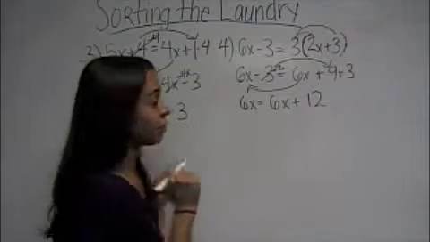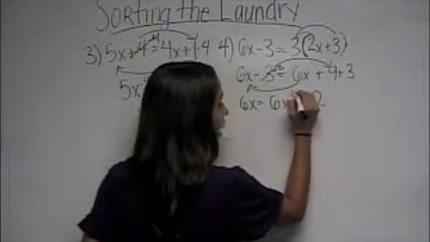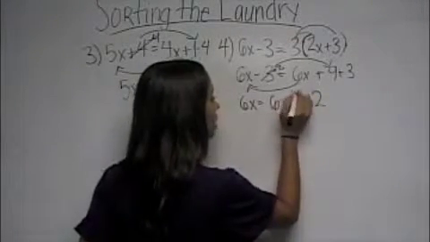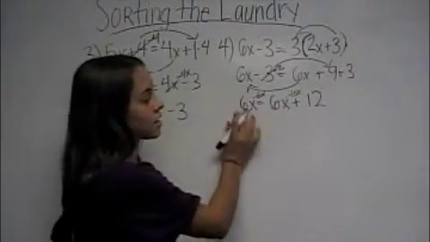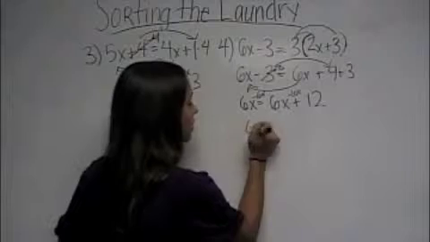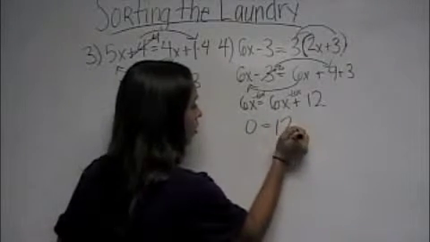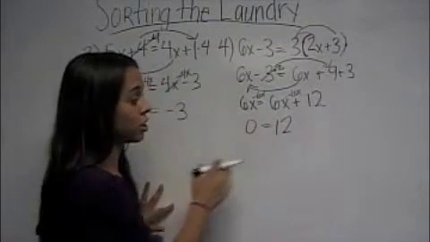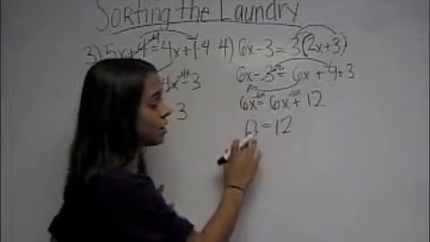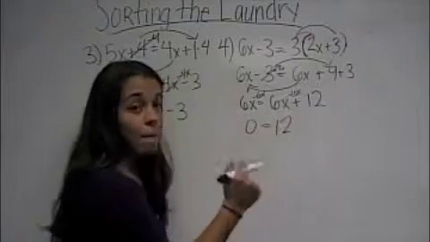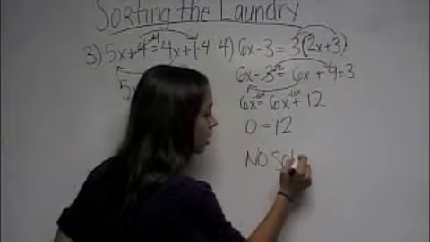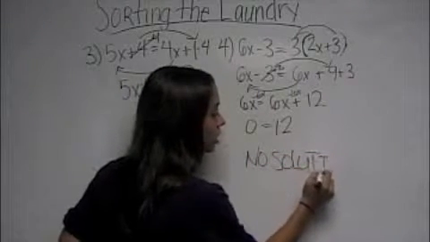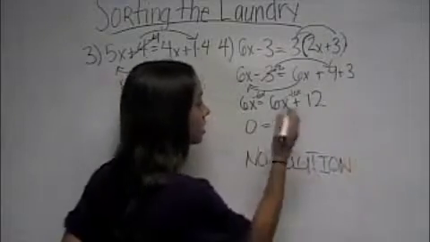Alright, let's move our variables now. We're going to subtract 6x from this side, subtract 6x from this side. Now wait a second, 6x minus 6x will give us 0 equals 12. When this happens, when your variables cancel out and you get 0 equals a number, this is called no solution. That means that there is no answer to this problem.